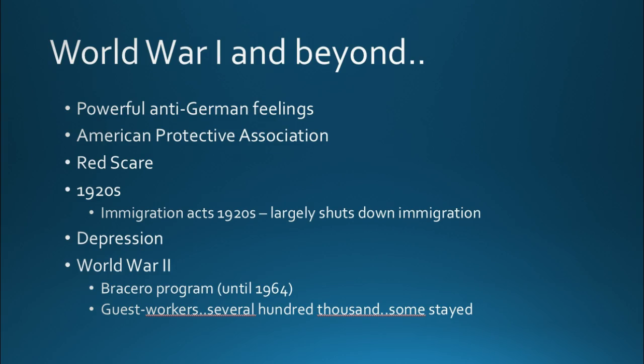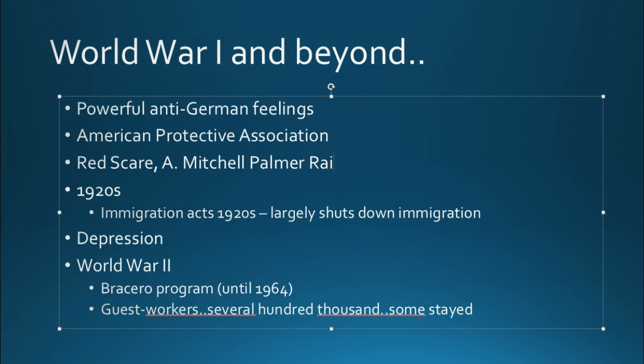And so I should point out the Attorney General of the United States is a guy by the name of A. Mitchell Palmer. And the Palmer raids were raids that the Attorney General authorized to round up, basically wholesale, Eastern European immigrants that people thought were a little suspect, to ship them off. In the 1920s, you get the immigration acts that I mentioned before that largely shut down immigration.